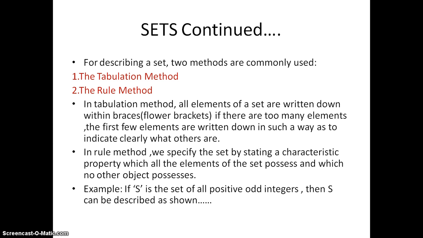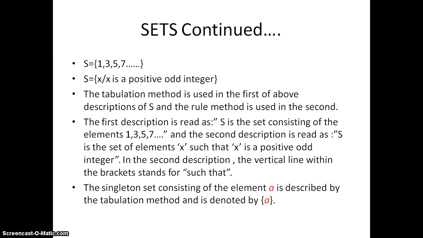Example, if S is the set of positive odd integers, then S can be described as shown below. The first one represents the tabulation method, that is, S = {1, 3, 5, 7, ...}. It is nothing but the set of positive odd integers, written in the form of the tabulation method. But when it comes to the rule method, S = {x | x is a positive odd integer}. The second description is read as S is the set of elements x such that x is a positive odd integer. The first description is read as S is the set consisting of the elements 1, 3, 5, 7. So this is the difference between the tabulation method and the rule method.